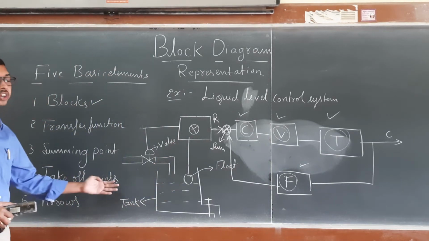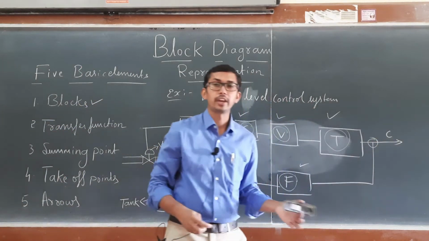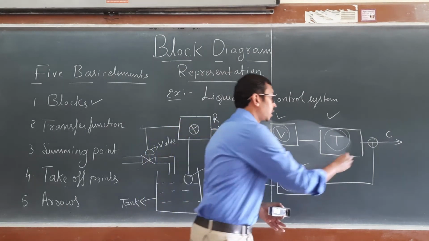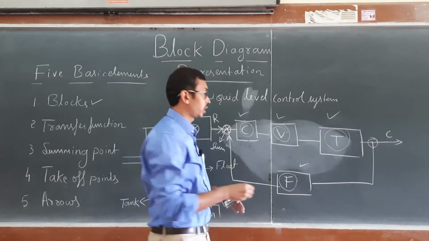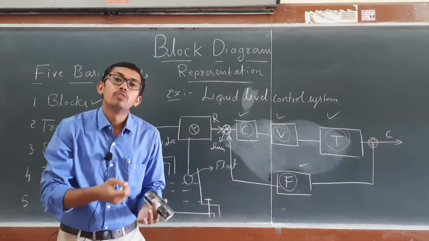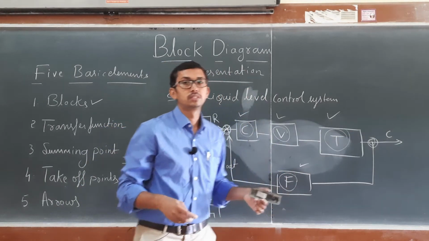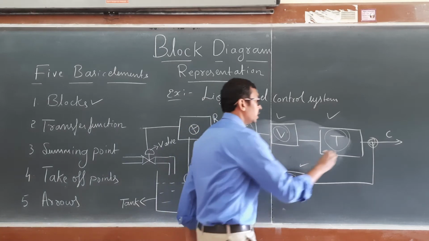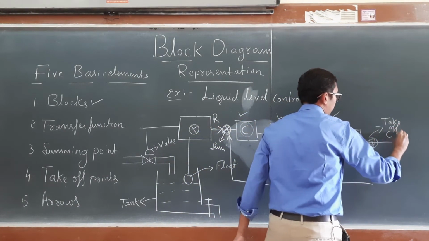Next, what else is there? The next one is the takeoff point. What is the meaning of takeoff point? This point is called the takeoff point, where the output signal will be taken for feedback. This is the point where the signal will be taken for comparison. That point is called what? Takeoff point. So this is the takeoff point.